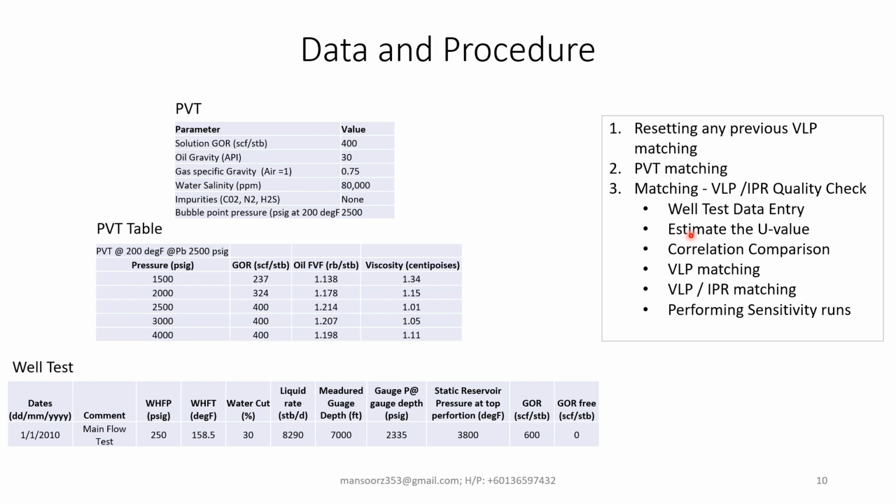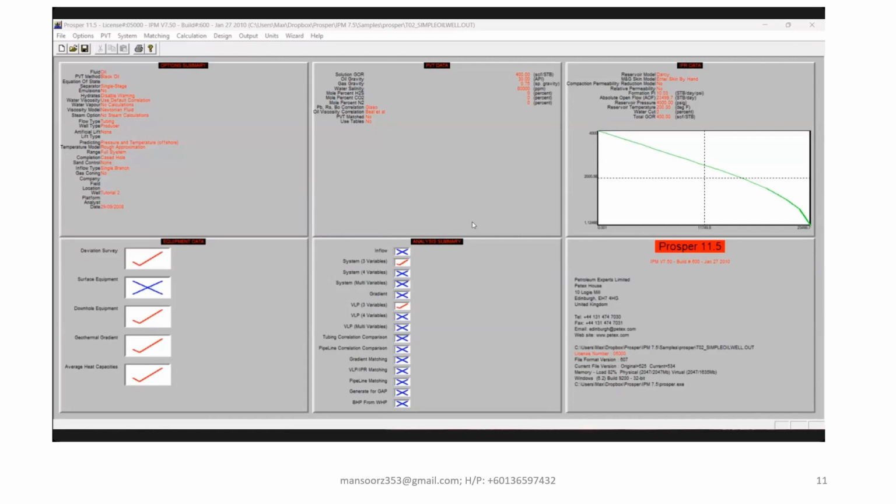Okay, hello everyone. We have an existing Prosper model, and the well is already producing for quite some time. The new development is that we've tested the well, so we have well test data, and we've conducted some PVT lab data. We already have some PVT tables, so it's good conduct to match the Prosper model with well test data and match also the PVT model.